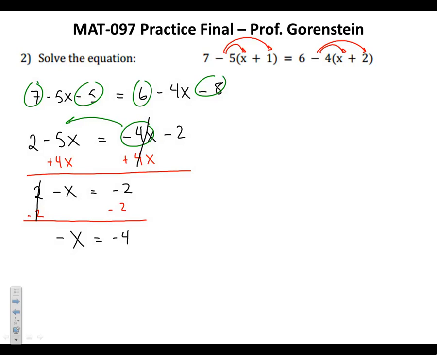Our goal is on one side of the equation to have a +1x. Here we have a -x. So to get rid of the negative sign we can multiply both sides of the equation by a -1. So on the left-hand side, -1 times -x is x. This is what we want. And on the right, -1 times -4 is 4. That does it for the equation. x is equal to 4.